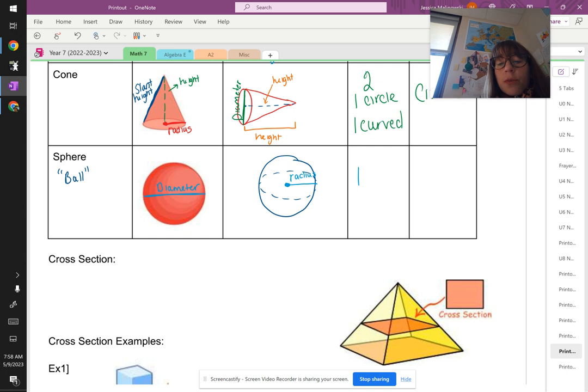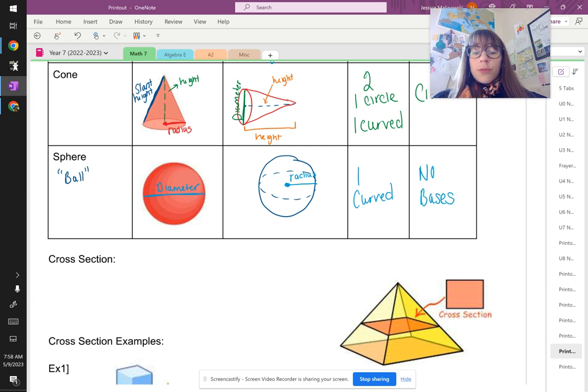A sphere has only one curved face or surface, and there are actually no bases because a ball cannot sit flat. And we'll end it there for now.